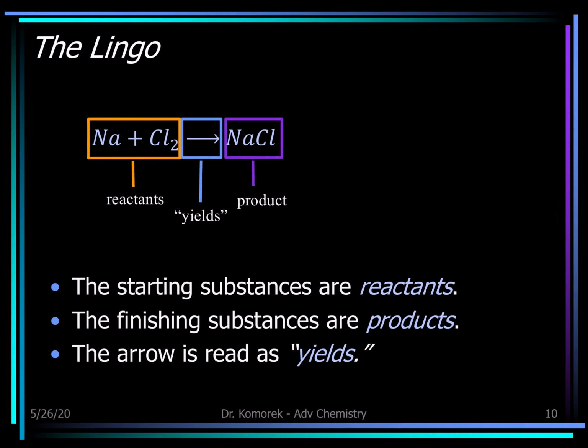Now, look back at the terms I've been using. The stuff we start with are called reactants. The stuff we finish with, that's what's created, that's our product or products. In a math equation, we use an equal sign, but in our chemical equations we use an arrow instead of an equal sign, and it's read as yields.